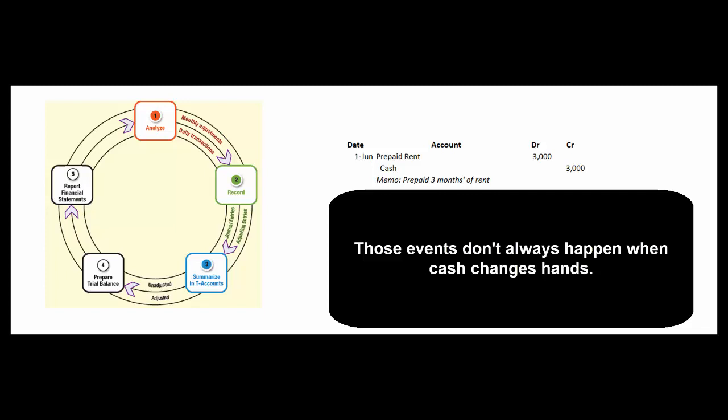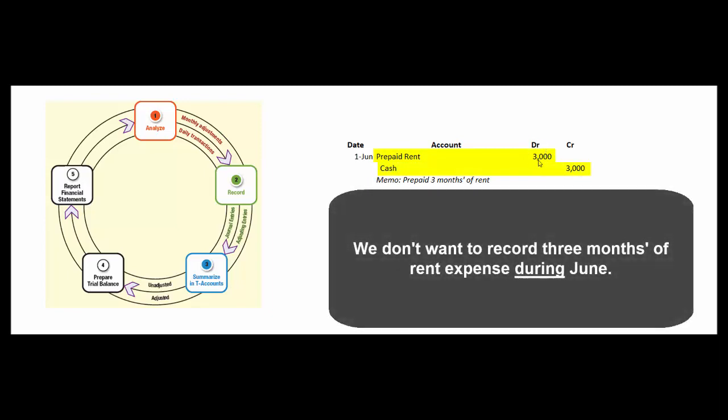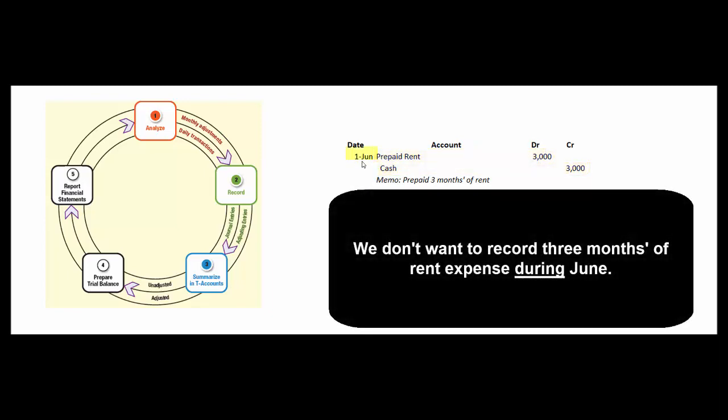For example, on June 1st, Freddie's Auto Service signs a lease for some office space, and the landlord wants $1,000 a month, but all 3 months of the lease paid up front. So they debit prepaid rent for $3,000 and credit cash. Why not debit rent expense for $3,000? Because we cut the check on June 1st.